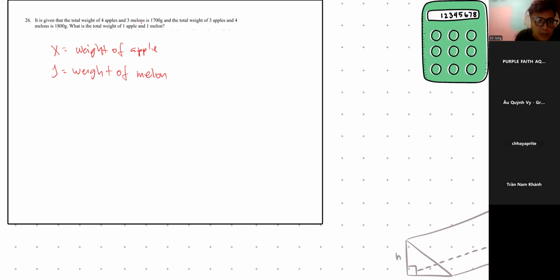So 4 apples and 3 melons is 1,700. So weight of apples, that's X, right? So 4X plus 3Y is equal to 1,700. Then 3 apples and 4 melons is 1,800. 3X plus 4Y is equal to 1,800. Solve for X and solve for Y. So how do we solve for X and Y? Using systems of equations, we can directly solve for X and Y. So multiply by 3 here and then multiply by 4 so that we will be able to eliminate X and then find the value of Y. Okay?